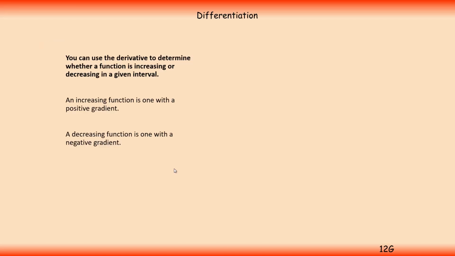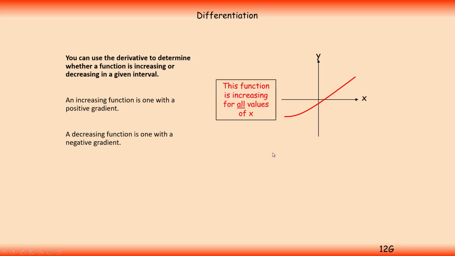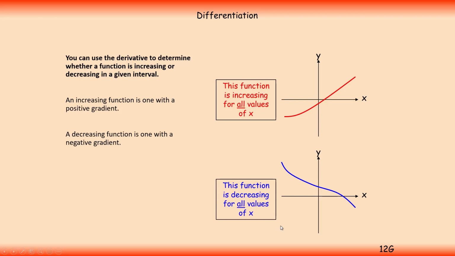By differentiating, we can find a gradient, and that can tell us if a function is increasing or decreasing. So here we've got a function, its gradient is positive. So if it's got a positive gradient, that means it's an increasing function. Okay, and we've got this function here with a negative gradient, and this function is decreasing.